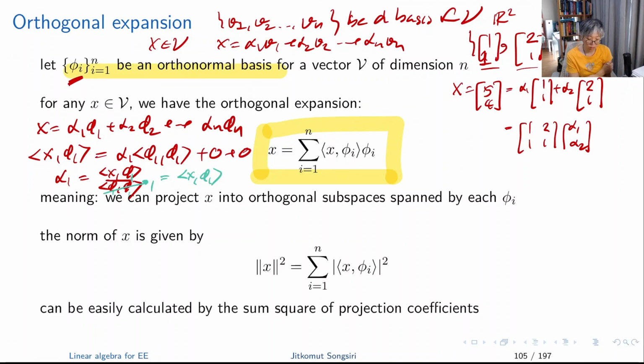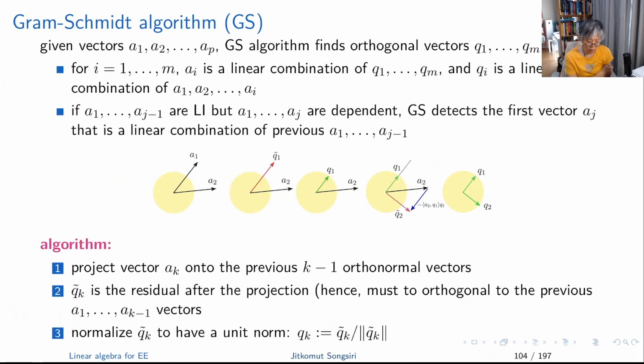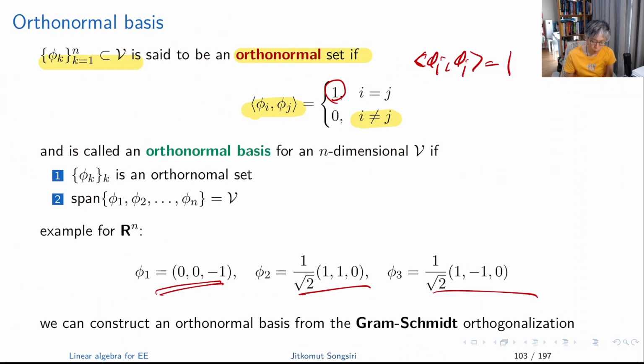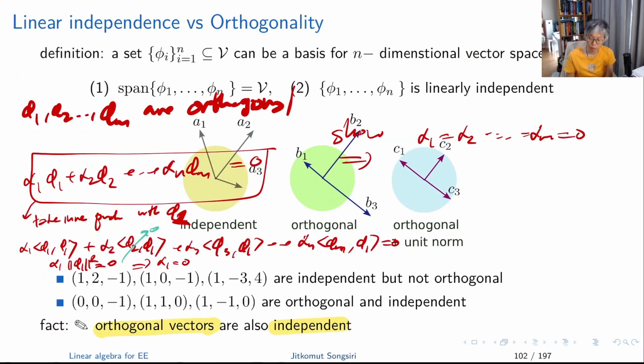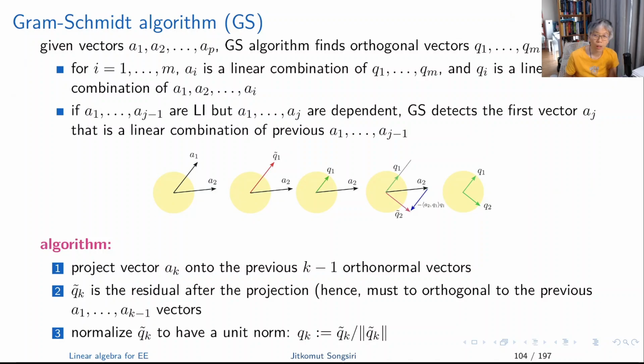So this is the motivation, to explain why it is useful to have an orthonormal basis set. Come back to the question. If I have only a basis, maybe a standard one, or vectors that are only linearly independent but not orthogonal, we can apply the so-called Gram-Schmidt algorithm to find orthogonal basis vectors. So the Gram-Schmidt algorithm goes like this.